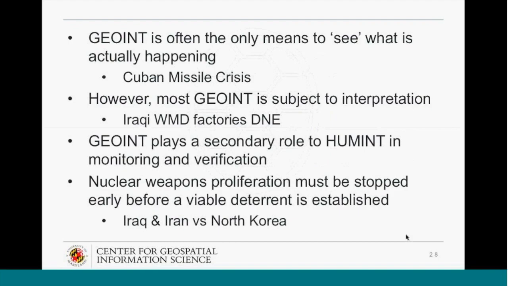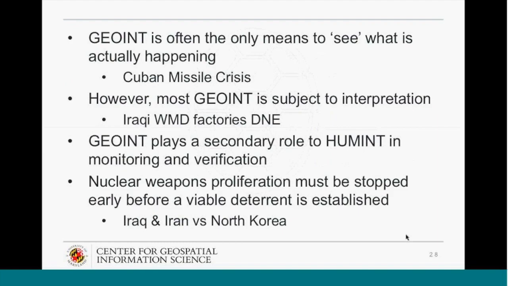The most important thing to keep in mind is that just because you think you see something doesn't mean that's actually what's on the ground. Most GEOINT is subject to interpretation. Going back to the second Iraq war, the weapons of mass destruction factories that were supposed to be in Iraq and that were identified using imagery actually didn't exist, right? Somebody thought they saw something, and it didn't actually end up being there when we went in and looked for it. GEOINT really plays a secondary role to human intelligence in terms of monitoring and verification, again, because there's only so much that you can interpret from an image. Sometimes you have to be on the ground.